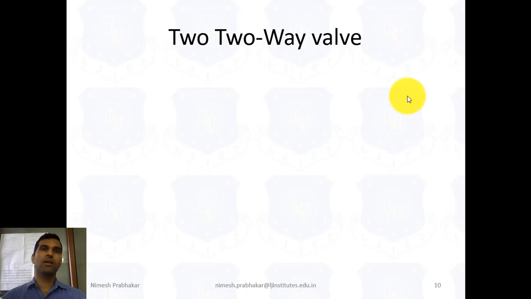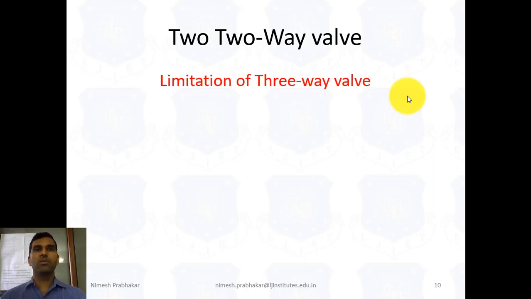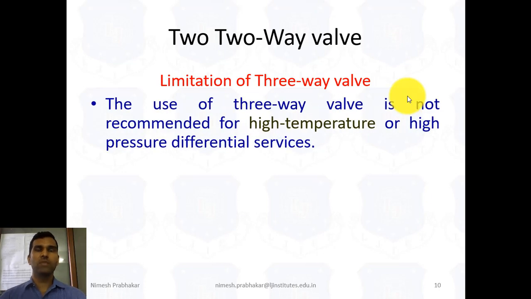Now the last controlling scheme is the two-way valve. That means here we use two valves. First of all we see some limitations of the three-way valve, and after that we see the two-way valve method. The first limitation of the three-way valve is that its use is not recommended for high temperature or high pressure differential service. So this is the first limitation, or disadvantage, of the three-way valve.